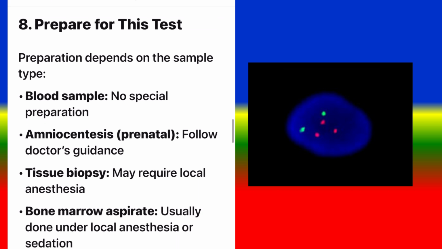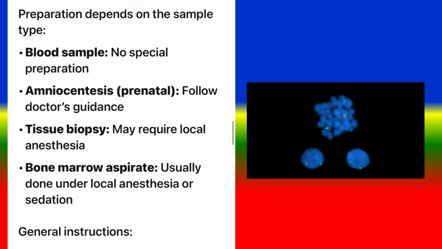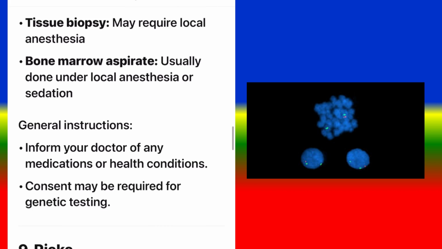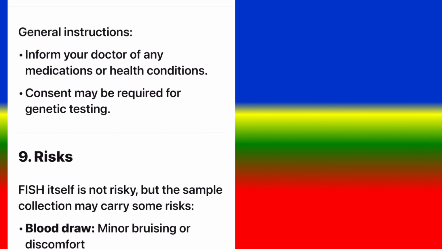8. Prepare for this test. Preparation depends on the sample type. Blood sample, no special preparation. Amniocentesis, prenatal, follow doctor's guidance. Tissue biopsy, may require local anesthesia. Bone marrow aspirate, usually done under local anesthesia or sedation. General instructions, inform your doctor of any medications or health conditions. Consent may be required for genetic testing.